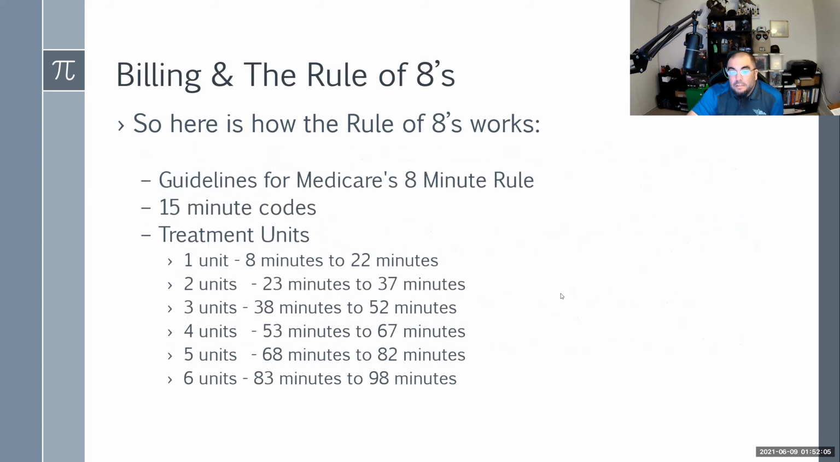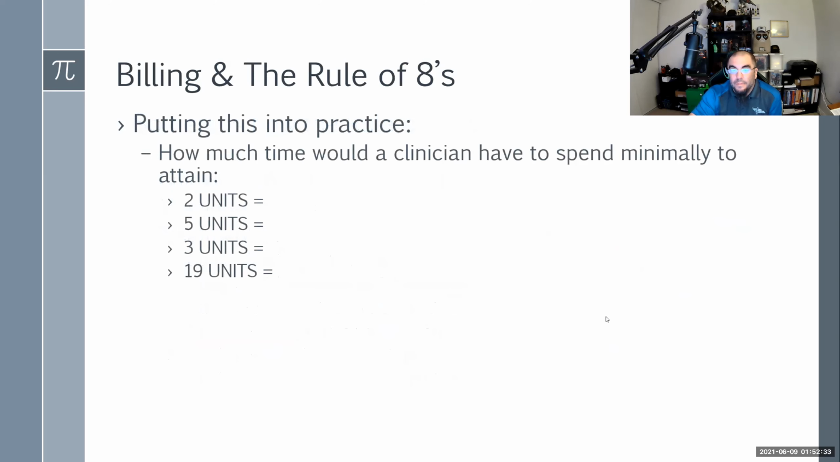So looking at these, we talked about this is the Medicare rule. When we have 1 unit, it's between 8 and 22 minutes. At 23 minutes, we go to 2 units. That goes to 37 minutes. 3 units goes 38 to 52. At 53, we go to 4. 53 to 67 is 4 units. 5 units starts at 68. If you're starting to get into 5, 6, 7, 8 units, you're spending a lot of time with the patient. You rarely get that. Most of the time, 2 units is what you get.